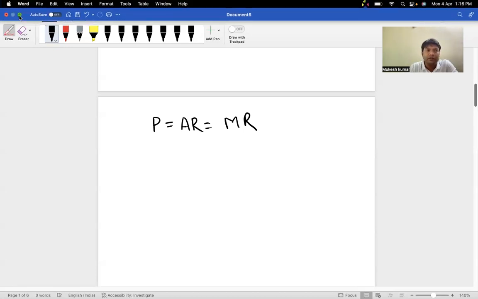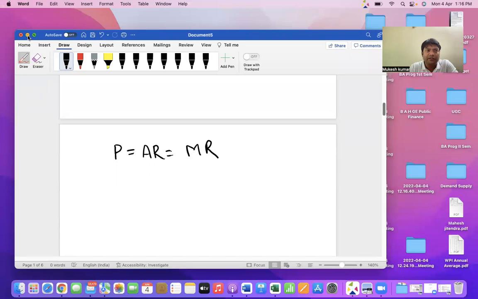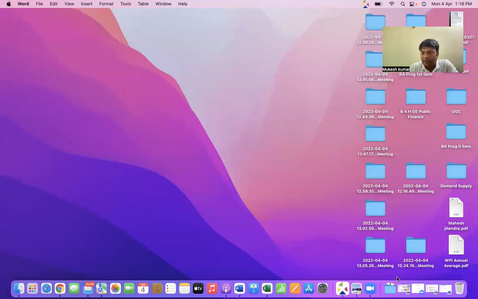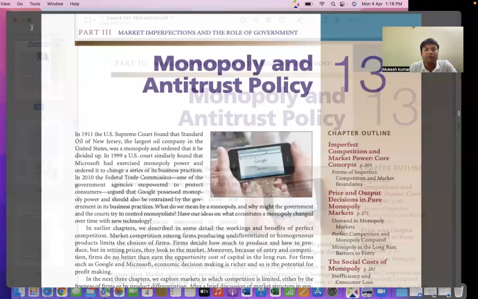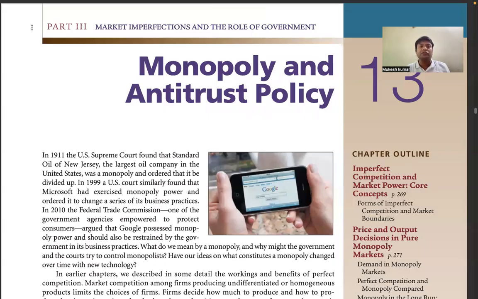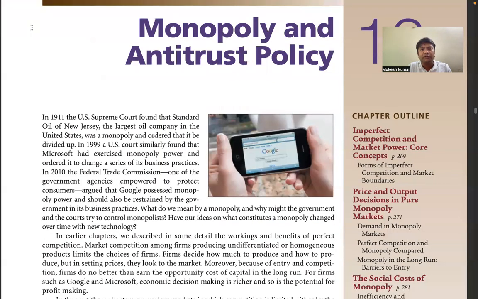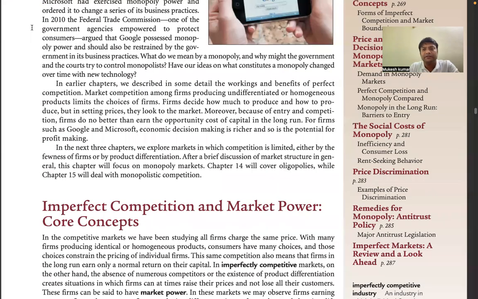Okay, now from here we start the monopoly. Before monopoly, let me say something about the imperfect competitive market. Monopoly is also an example of the imperfect competitive market. Monopolistic competitive market is also a case of the imperfect competitive market, and also the oligopoly. So in the case of the imperfect competitive market, there is basically market power.